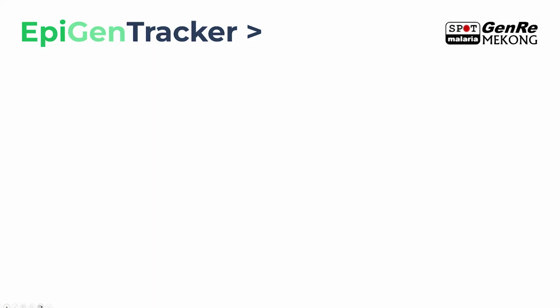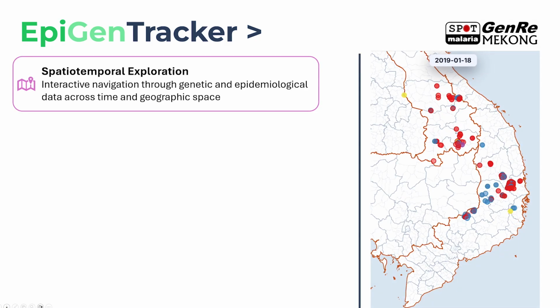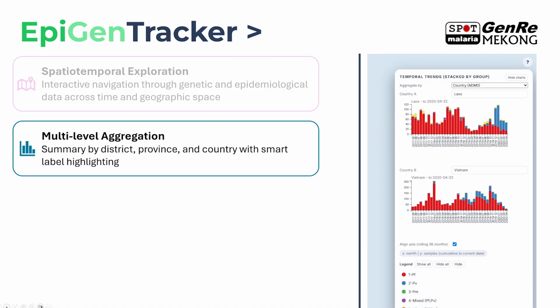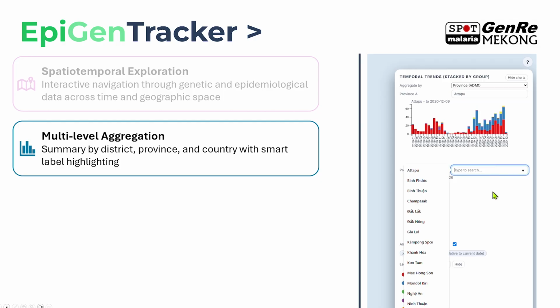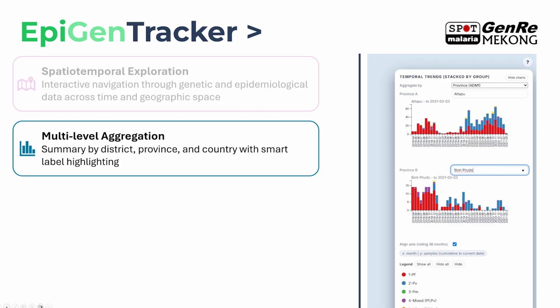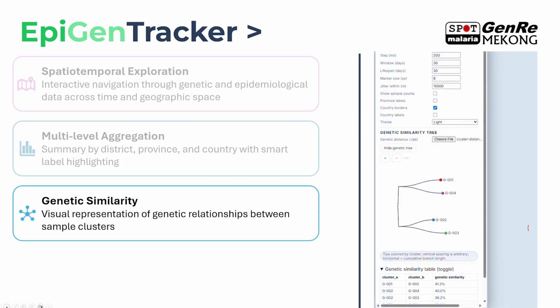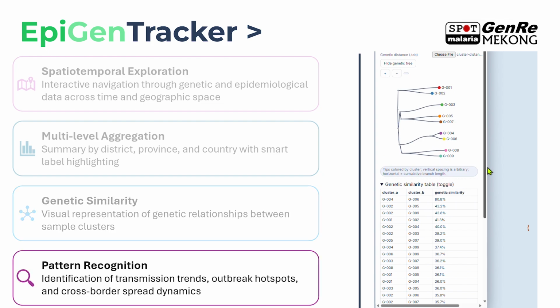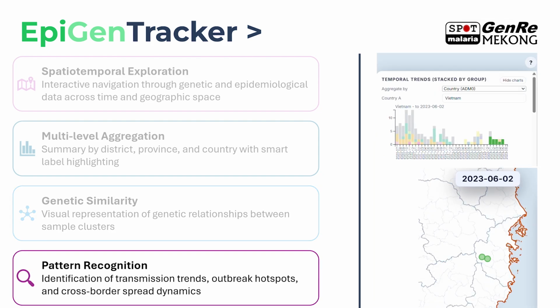In conclusion, I would like to quickly summarize the features of this prototype app. First, it enables interactive exploration of epidemiological data through time and space. It allows samples to be aggregated by district, province, country, and it can highlight the labels. It gives an option for users to view genetic similarity between clusters or between groups. And this app can help identify trends, hotspot outbreaks, and cross-border transmission patterns.